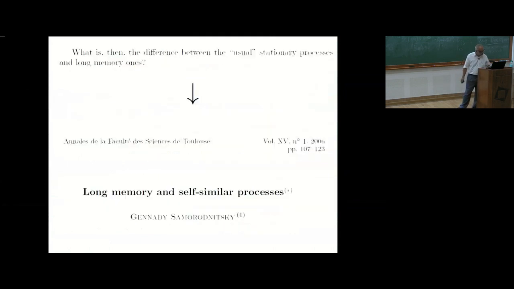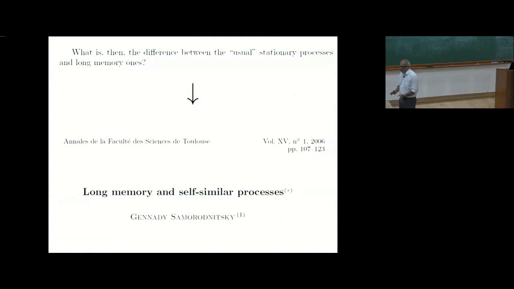Okay, so now let's come to the basics. We agree that there is a long-term effect, and we need to quantify it and calculate it from existing series. I'm a novice myself here, which is why I apologized in the beginning that I could be a bit vague. The following is all lifted from this paper on long memory and self-similar processes, which appeared in the Toulouse Annals. So what is the difference between the usual stationary process and long memory ones? This is the question we would like to answer.